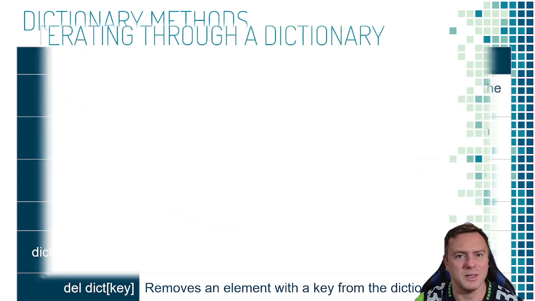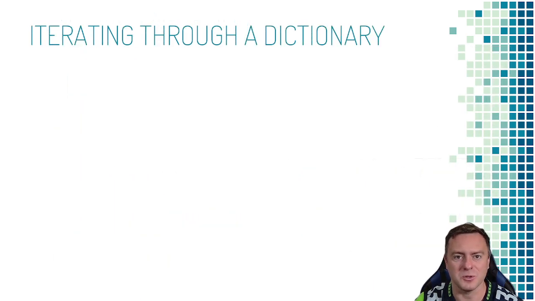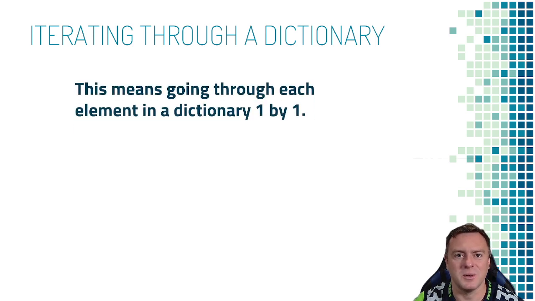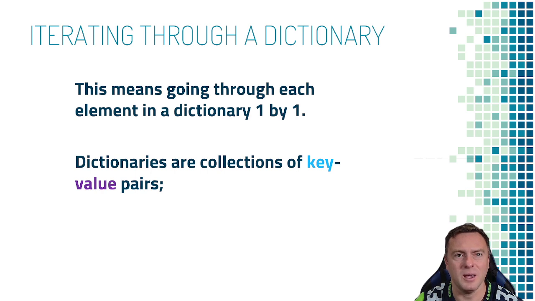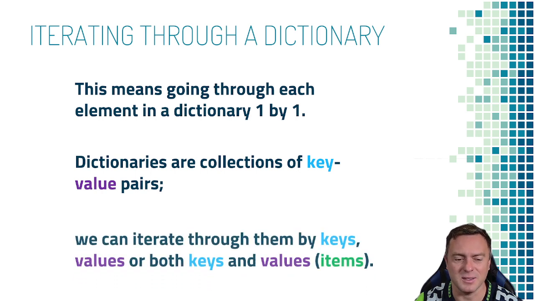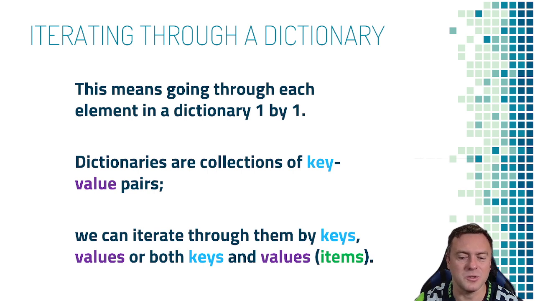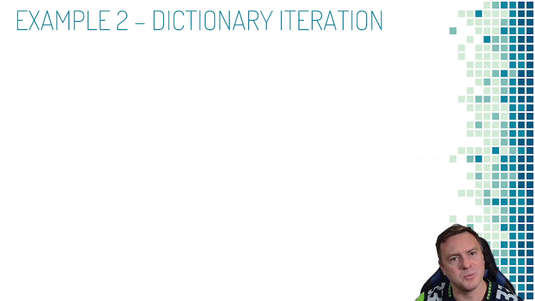To iterate through a dictionary is really useful. For example, with the zoo, you might want to go through every single item inside the zoo and work out how many animals there are altogether. This means going through each element in the dictionary one by one. Dictionaries have keys and values, and we can iterate based off the keys, the values, or the items, which is kind of cool. You can return the keys, the values, or the pairing between the two, which is where a loop gets a little bit different when we use items.